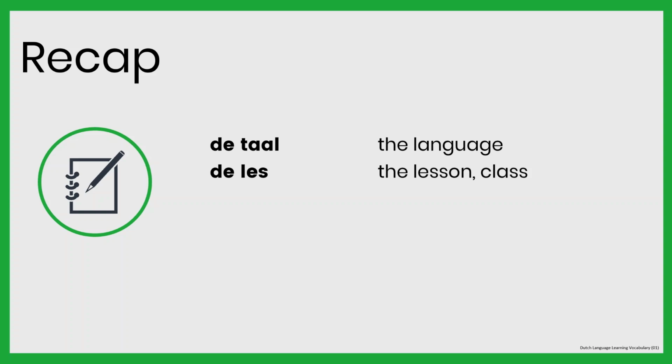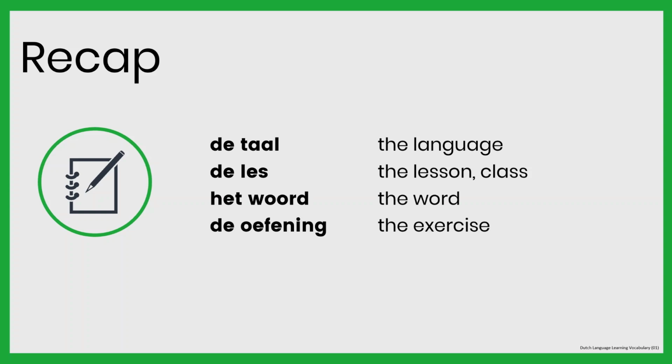Then we go to the recap, the summary. As mentioned before, we will summarize here all the words we have just seen. What I will do is pronounce the Dutch word twice, and say the English word one time. Okay? De taal. De taal is the language. De les. De les is the lesson or the class. Het woord. Het woord is the word. De oefening. De oefening is the exercise. Great, so these are the first 4 words.